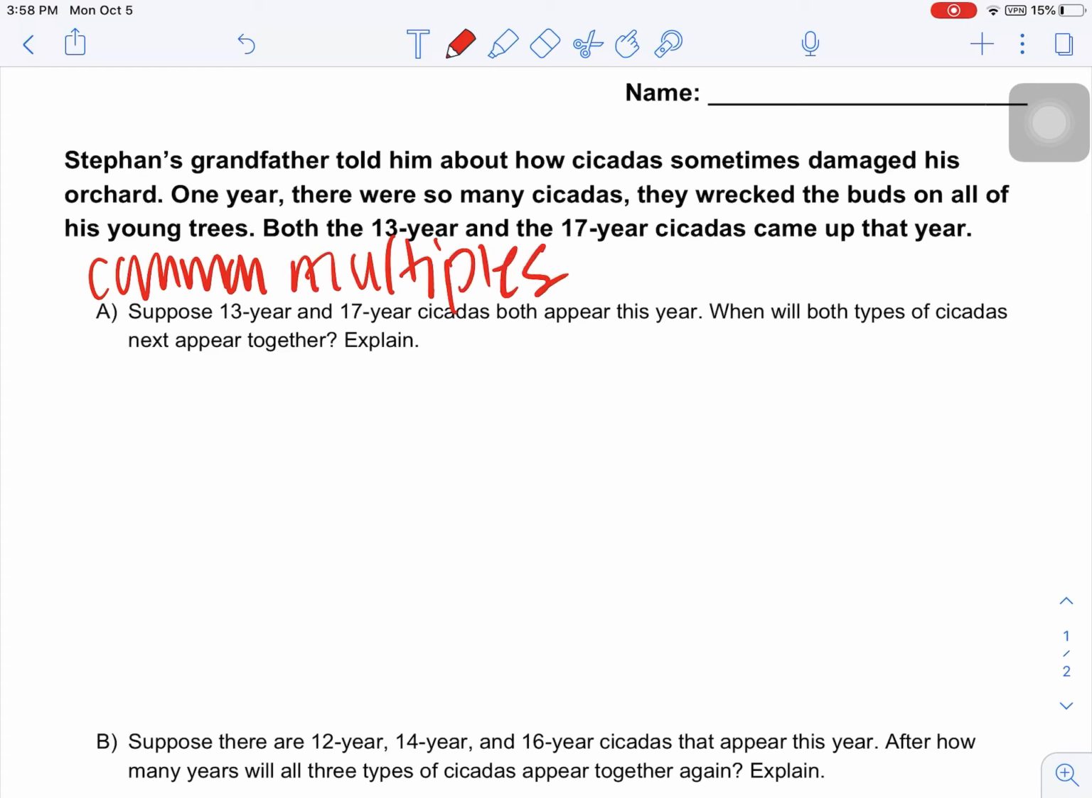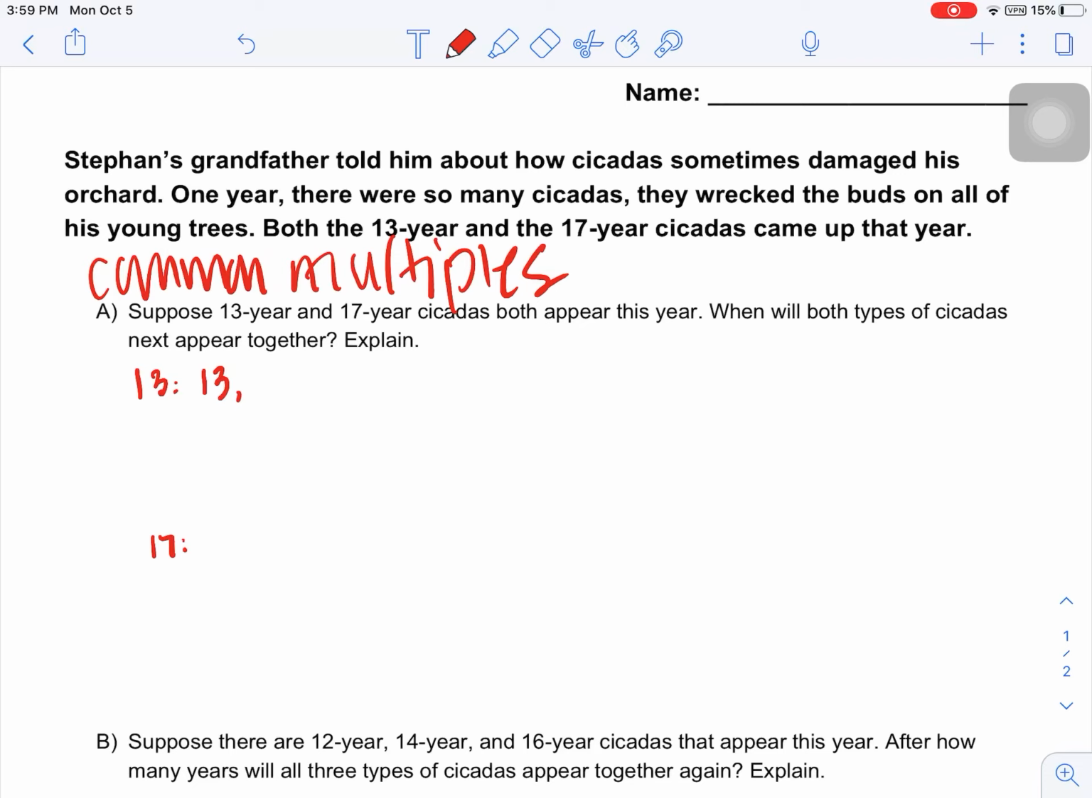We're going to make ourselves a list. I'm going to help get you started here, and then you're going to be working on them. I'm going to put 13, leave some space, and write 17. And I'm thinking multiples. My first multiple of 13, 13 times 1, is 13.